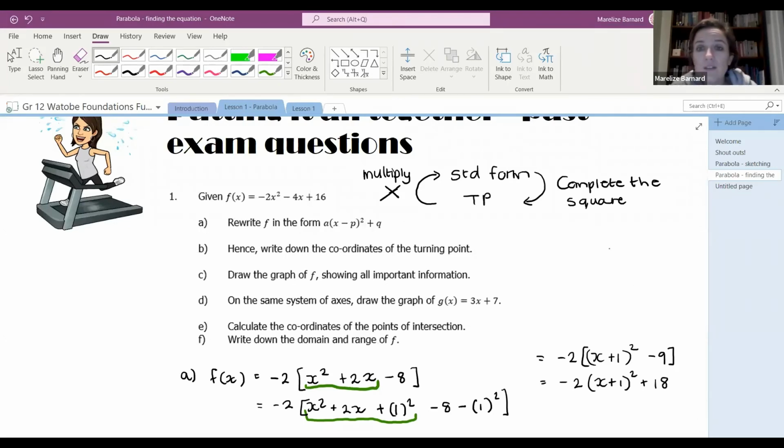The coordinates of our turning point is, I want everyone to put it down. If this is the parabola in turning point form, please put into the chat so that I can see if people are understanding the answer to question B, the coordinates of the turning point. Pop it in, everybody, please do it now.